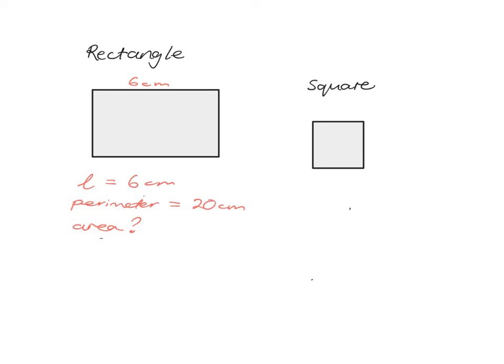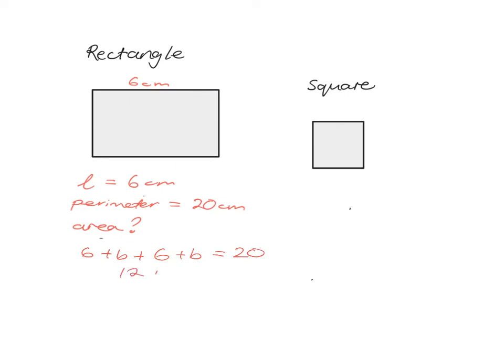Now, you know, to work out the area of the rectangle, you need to calculate length multiplied by breadth. Now, working out length multiplied by breadth is easy, except at the moment we don't have the breadth. So what we're missing is, what is the breadth here? But we do know that if we go 6 plus the breadth plus 6 plus another breadth, we get an answer of 20.